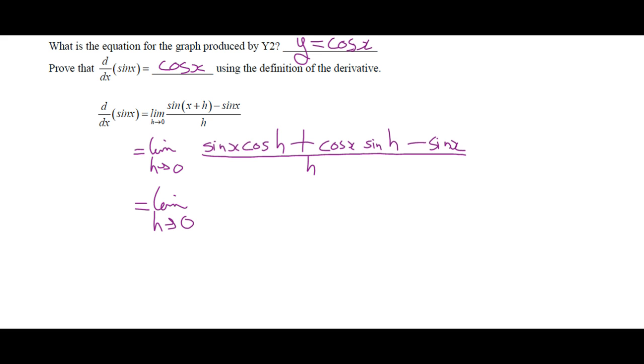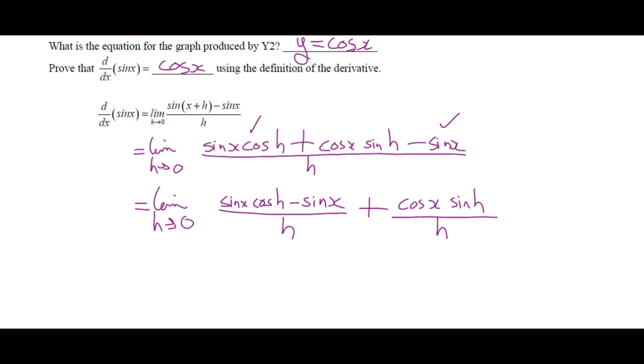The way I'm going to write it is sine x cos h minus sine x. You kind of see where this is going. At this point, we'll be able to factor that out, over h. So that's this guy and this guy. So I'm left with plus cos x sine h over h. And let's toss some square brackets around that, because this was one expression whose limit I'm taking, and I've split this out into a sum.